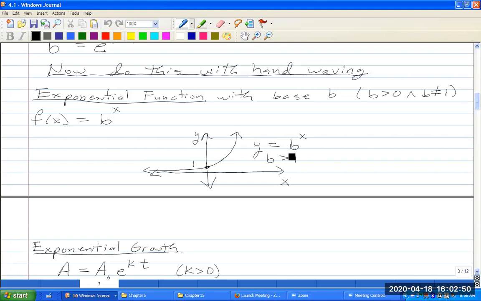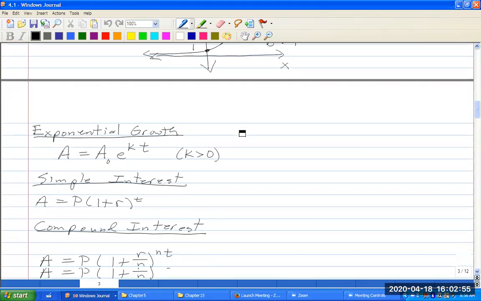If b is greater than 1, we'll be calling this exponential growth. Let's write exponential growth as follows. A, some amount, is equal to a sub 0, the initial amount, times e to the kt, where k here is called the growth constant. And if k is greater than 0, then this will be exponential growth. And then t is, well, time.